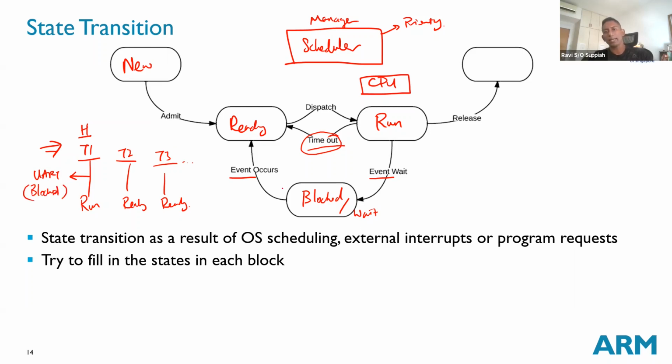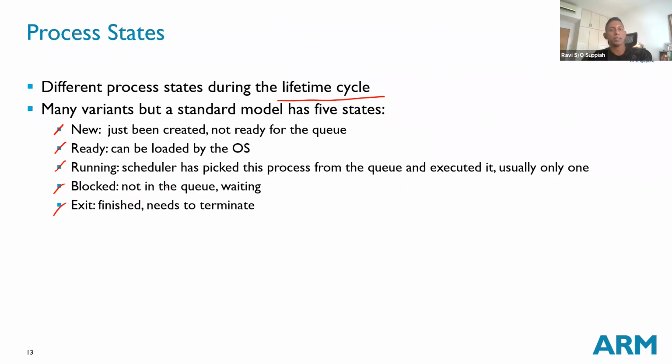The whole idea is task 1 is running, but it has now hit a wall where it cannot carry on. It is waiting for something. Since it's waiting, there is no point in it holding on to the CPU, because we do not know how long it's going to wait. So the scheduler will transition task 1 to the block state. That is the block state over here. It's not in the queue, but it is waiting.